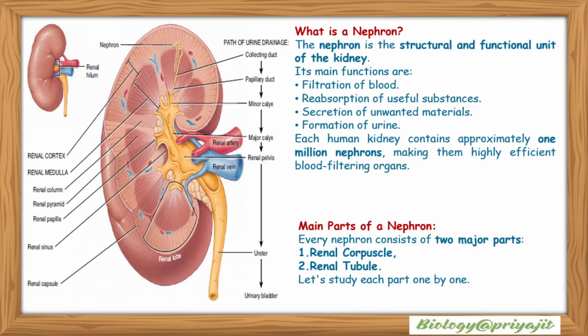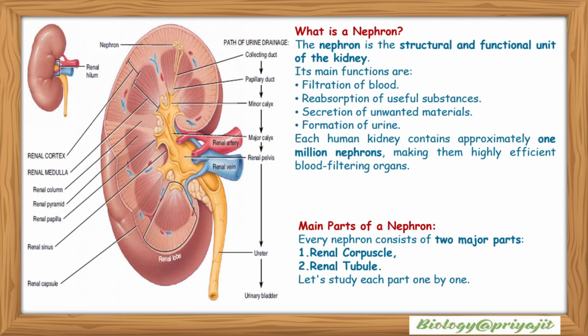The basic functions of nephrons are the filtration of blood to excrete metabolic wastes from our body, reabsorption of useful substances into our body, secretion of unwanted metabolic materials, formation of urine, etc. Each human kidney contains approximately 1 million nephrons, making them highly efficient blood filtering organs.